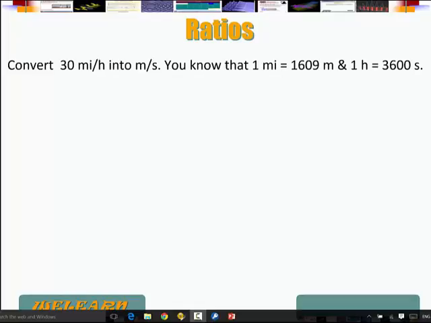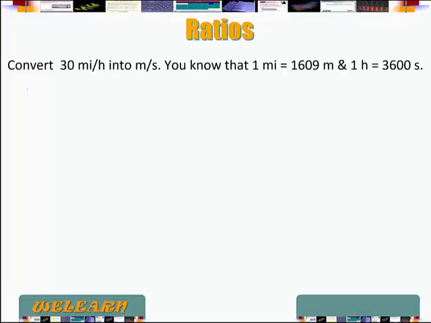In this example, we are asked to convert 30 miles per hour into meters per second. We are given that 1 mile is 1609 meters and 1 hour is 3600 seconds. So again, we write our quantity, which is 30 miles per hour, which we can rewrite here, 30 miles, and in the denominator hour.